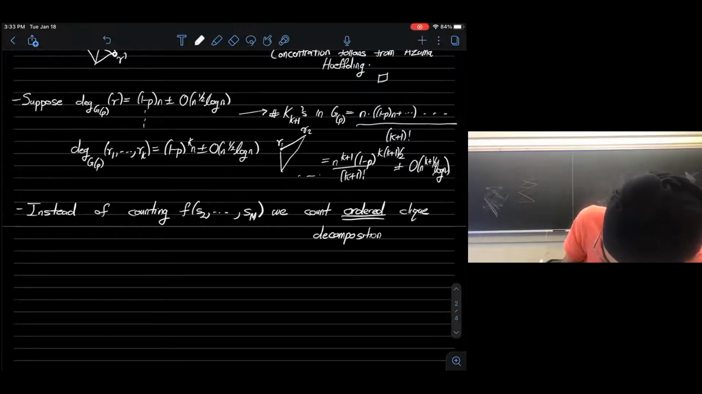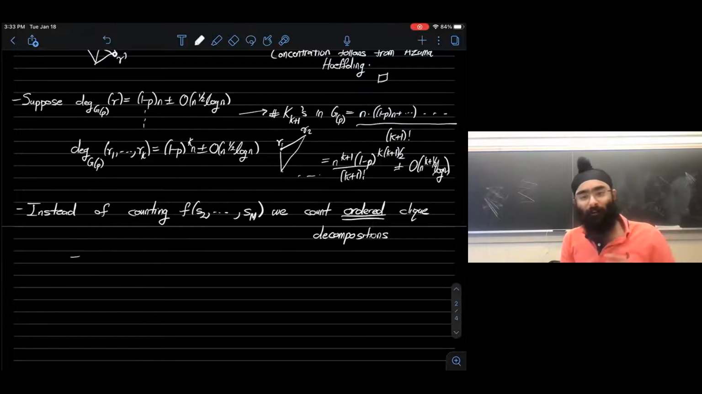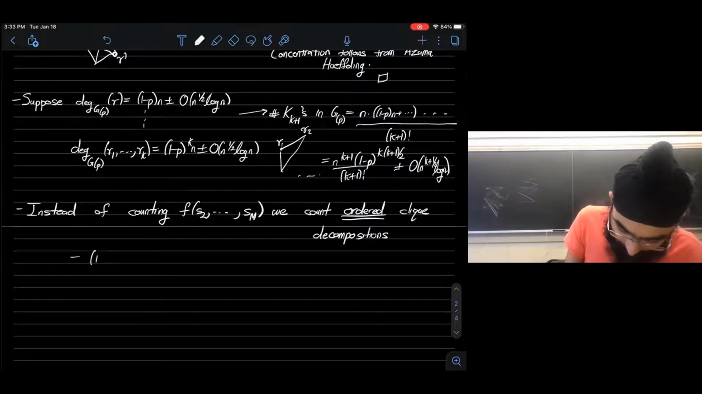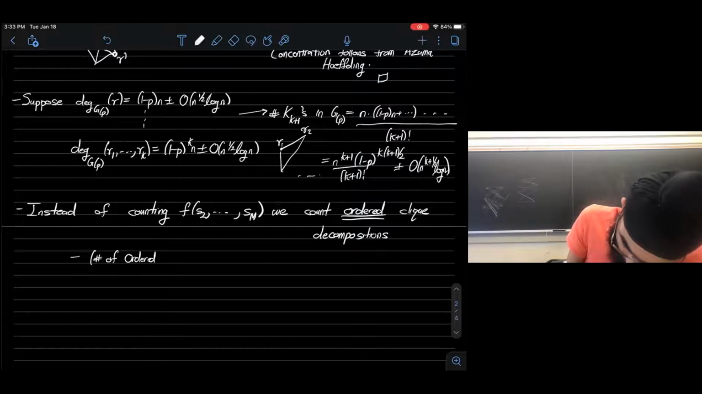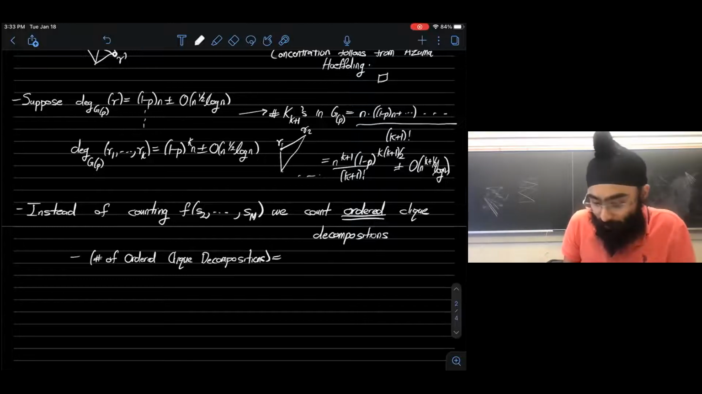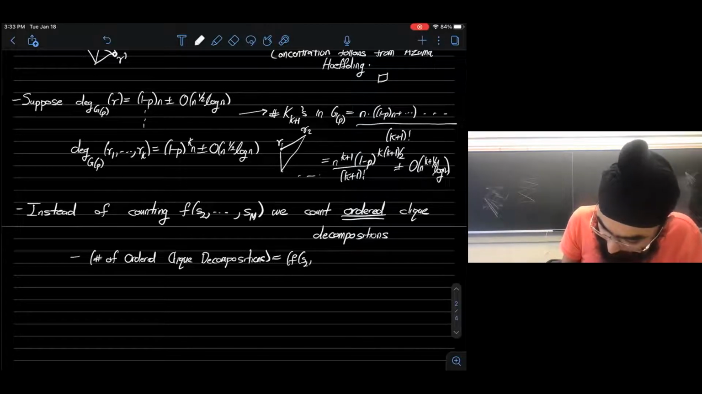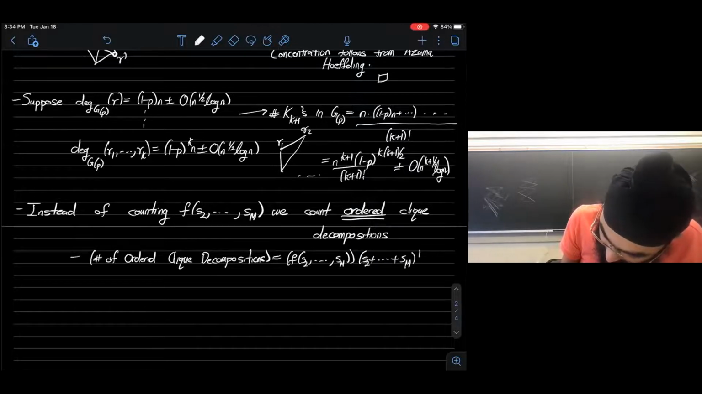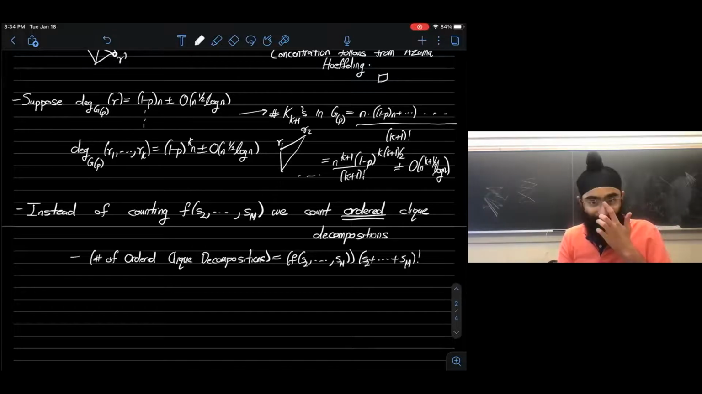So it seems kind of strange, but at least to calculate this is sort of easy. The number of ordered clique decompositions has to be related to the function f. It's just f(s2, ..., sm) times the number of ways to order the cliques, which is just (s2 + ... + sm) factorial. So I've really done nothing so far.